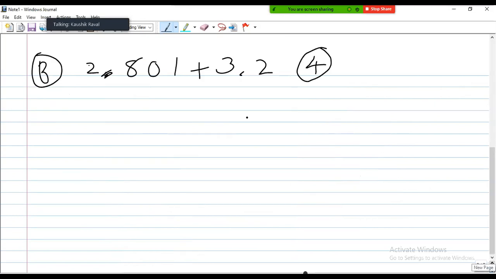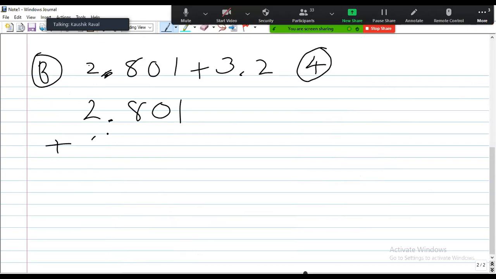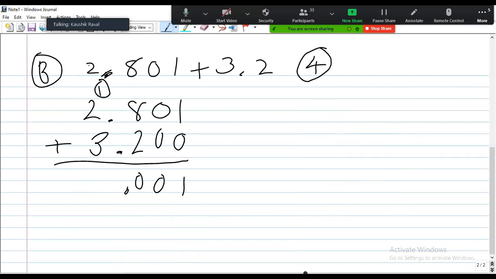Right, let's do this one. What we have to do is 2.801 plus 3.2. We don't have any more digits, so we will have to put zeros here. So 1 plus 0 is 1, 0 plus 0 is 0, 8 plus 2 is 0, and 1 carried over. So the answer will be 6.001.